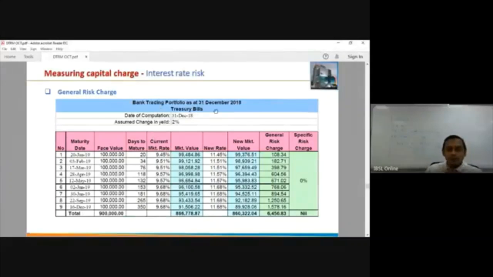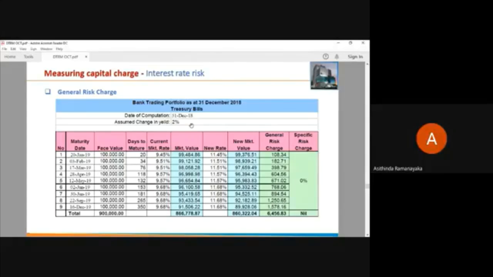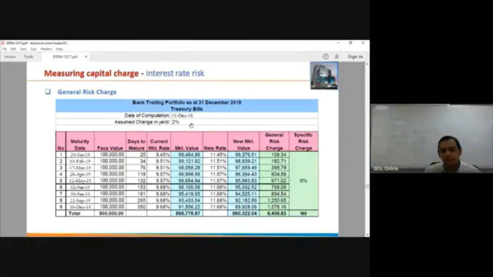So for the treasury bill instrument, the computation date is 31st December 2018. Why did I put the assumed change in yield as 2%? Is there any reason for this? I said the assumed change in yield is 2% without looking at the remaining maturity. Is there any reason for that? Since this is a treasury bill. Yeah, a treasury bill is always a 1-year bill, right?